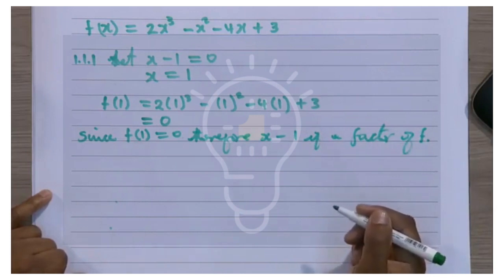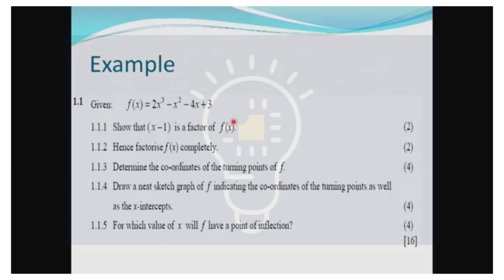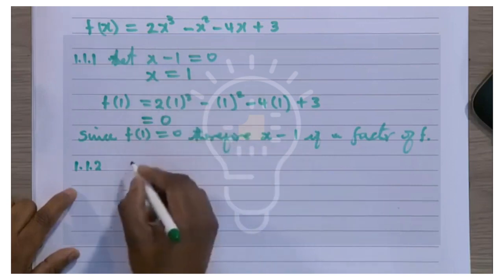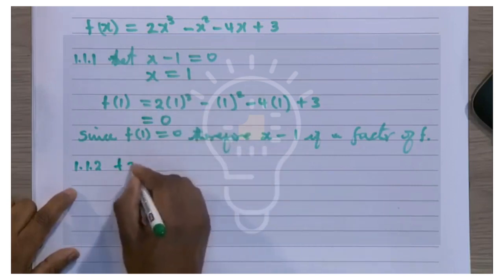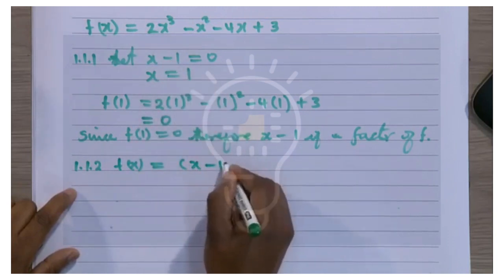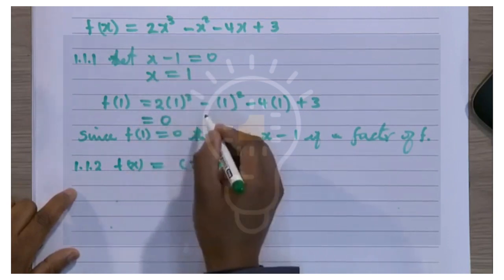So we have answered number 1, and then let's go for number 2, 1.1.2. What are we asked further, learners? Hence factorize f of x completely. Once you hear the word hence, that means you can use the previous answer to answer this question. So that's where hence comes into play. So we will use it. We will have f of x equals our first factor, which is x minus 1, the one that we have just proved.